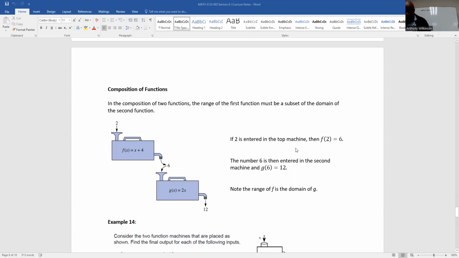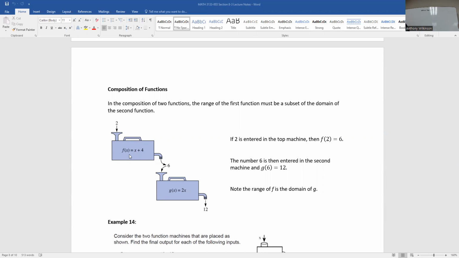The last thing we'll talk about is the composition of functions. So here in the composition of two functions, the range of the first function must be a subset of the domain of the second function. And here we're using a function machine to illustrate what a composite function looks like.